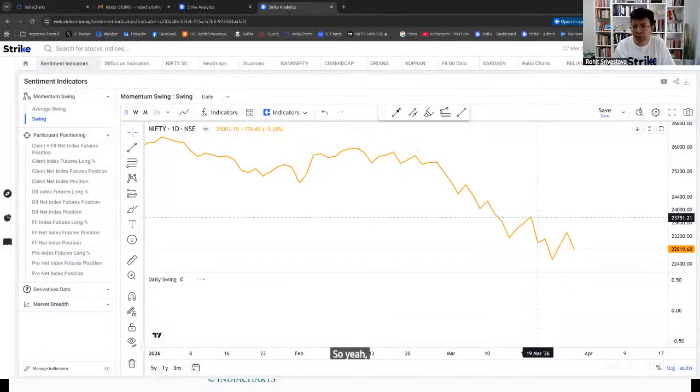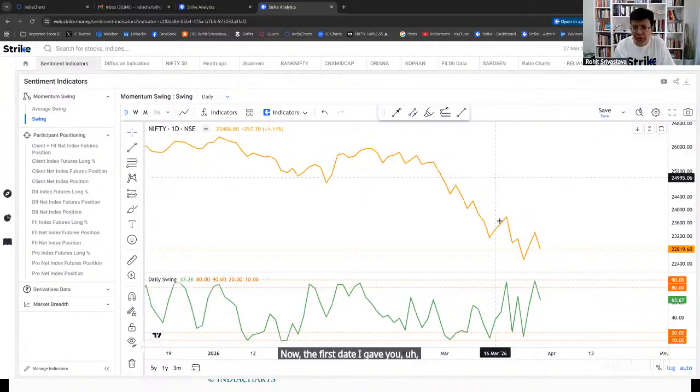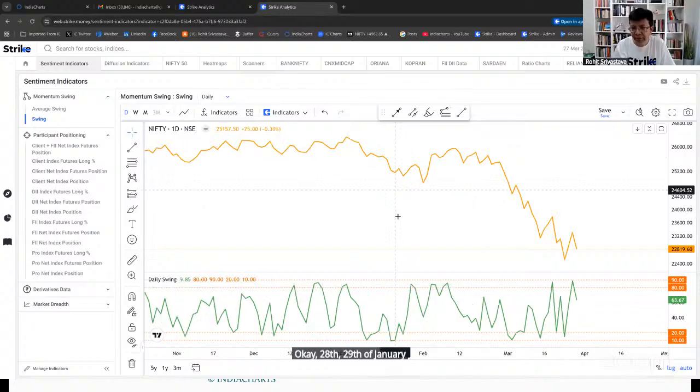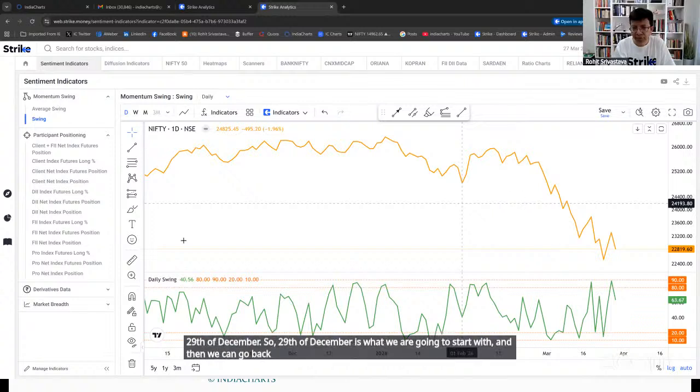So here, you can see the swing indicator on my screen. Now, the first date I gave you was the 29th of January, which is back here. No, it was the 27th of December, I think. Right? 29th of December. So 29th of December is what we are going to stream.